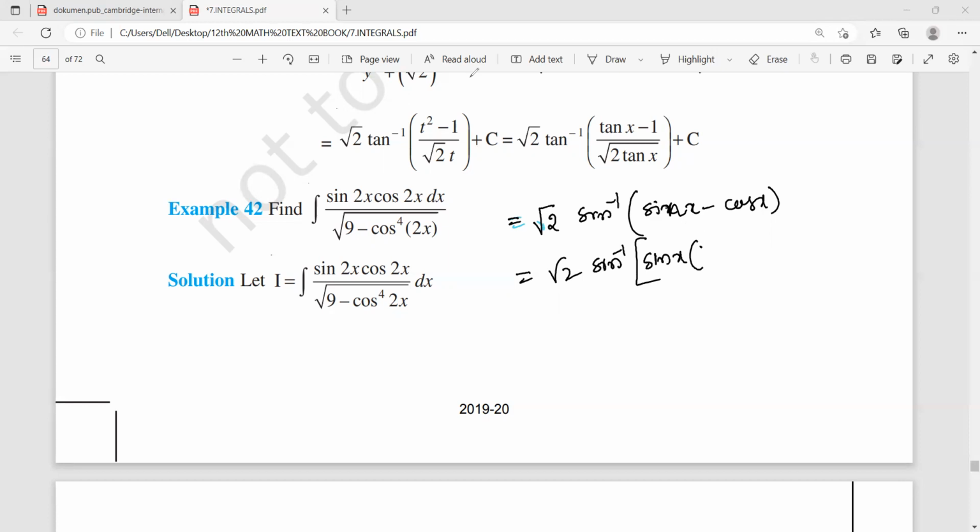Okay, just a minute. Okay, I have to change to tan inverse. Okay? Let's say tan inverse. Okay, no problem. What is there?